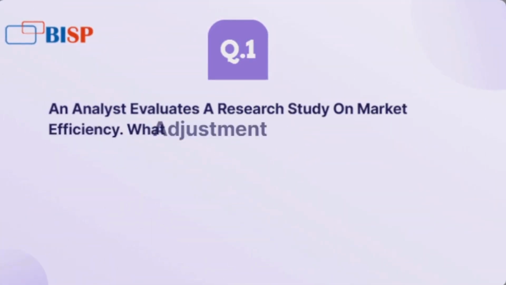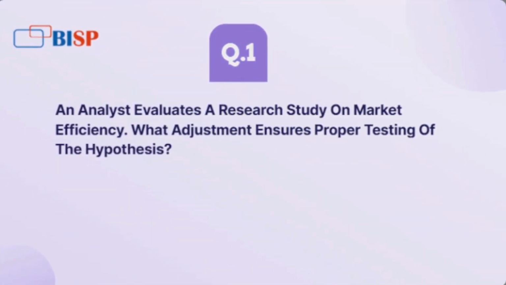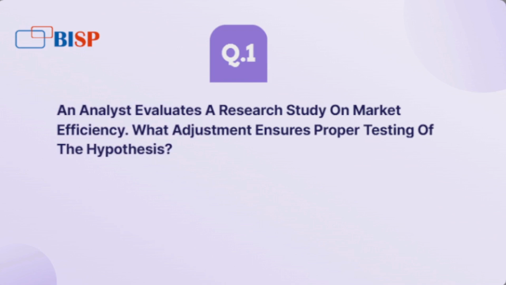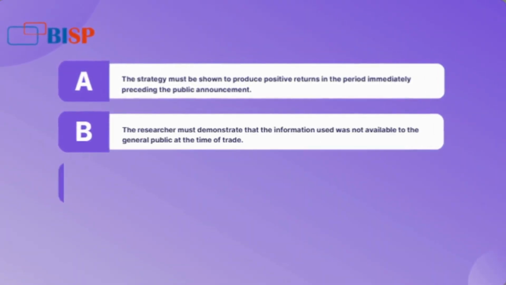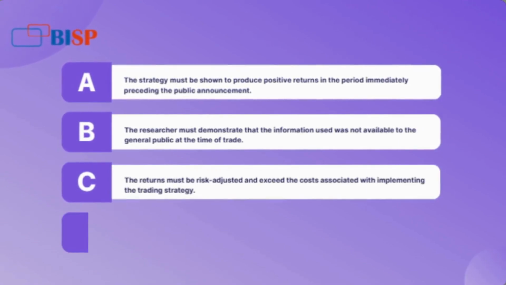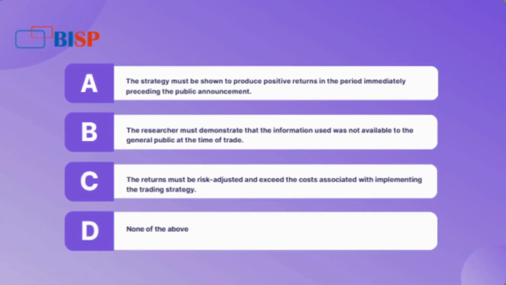An analyst evaluates a research study on market efficiency. What adjustment ensures proper testing of the hypothesis? A. The strategy must be shown to produce positive returns in the period immediately preceding the public announcement. B. The researcher must demonstrate that the information used was not available to the general public at the time of trade. C. The returns must be risk-adjusted and exceed the costs associated with implementing the trading strategy. D. None of the above.